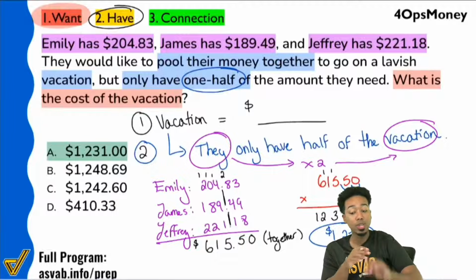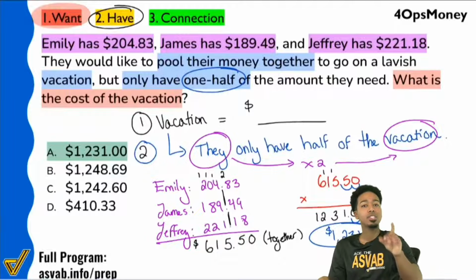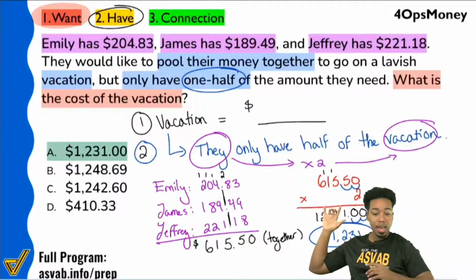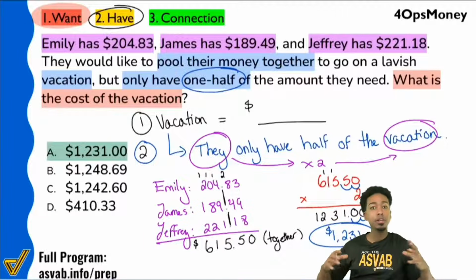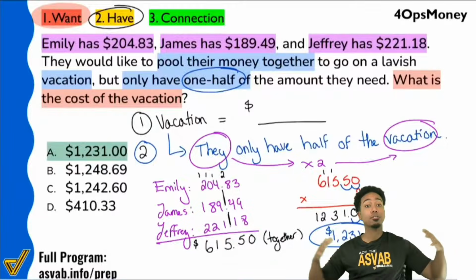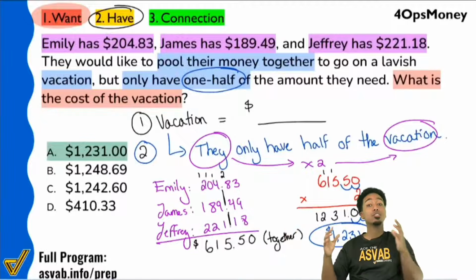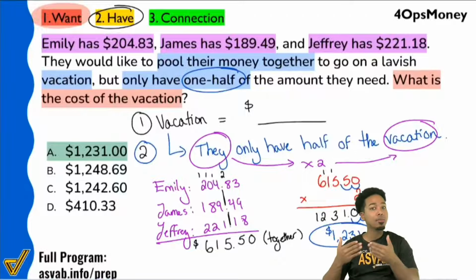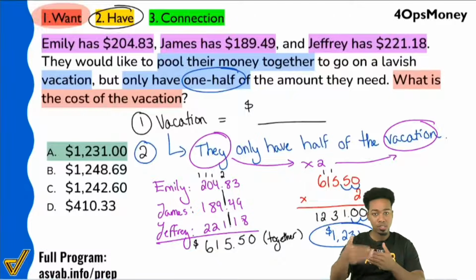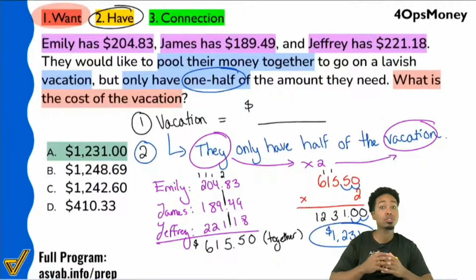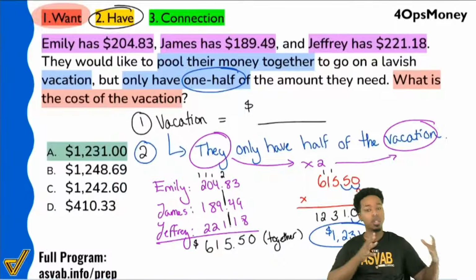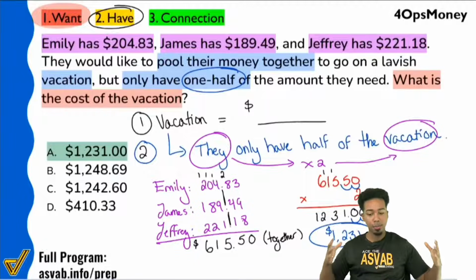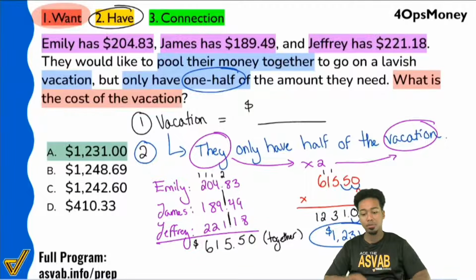And so one more time, the reason that we multiplied by 2 is because the amount of money that Emily, James, and Jeffrey had was only half of what they needed for the full vacation. So what we needed to do was take the money that they had, double it, because halfway means if you are one of 2 pieces, you are 1 out of 2 away. So to get from 1 to 2, double it to get both. 1 out of 2 pieces, to get both pieces, double to get to the full amount.